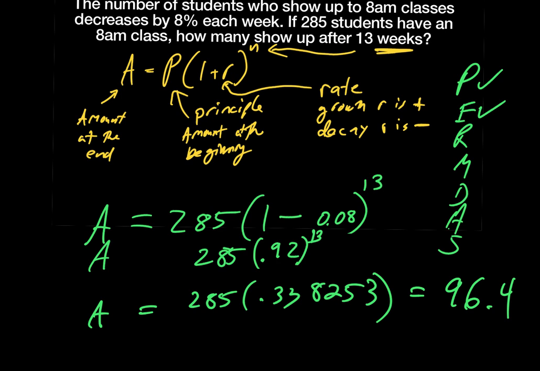Well, can I have 0.4 of a student? No. Actually, you could say 96 or 97 because in this case, rounding is really not that important. It's more of an estimate.